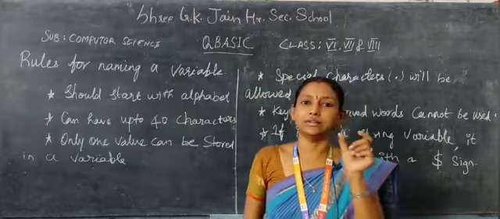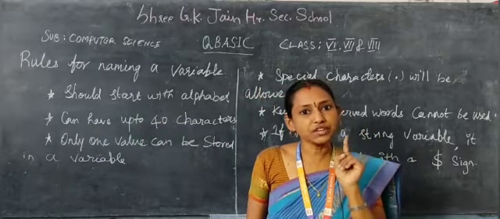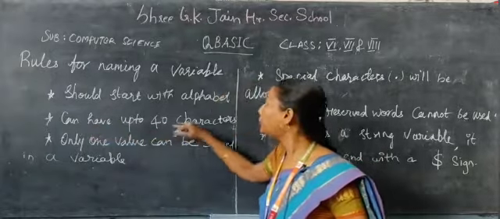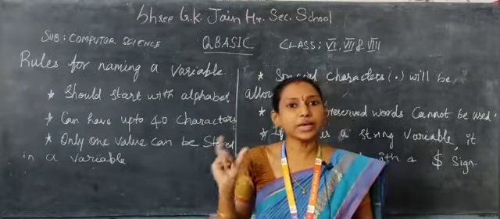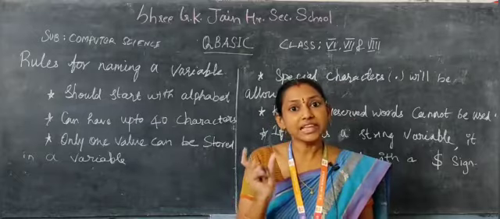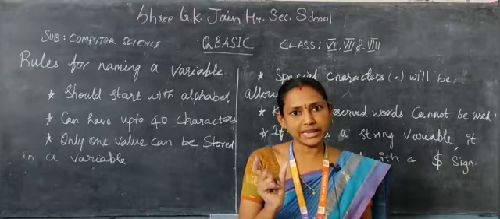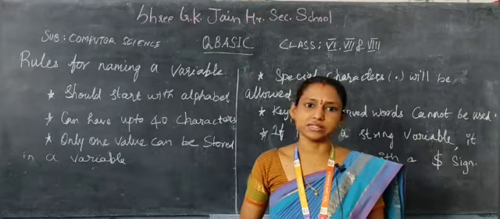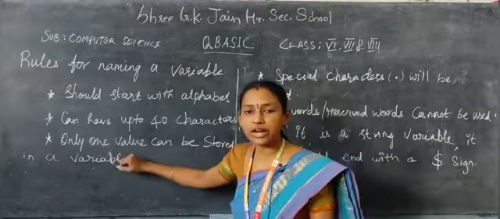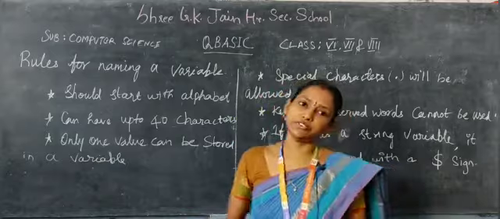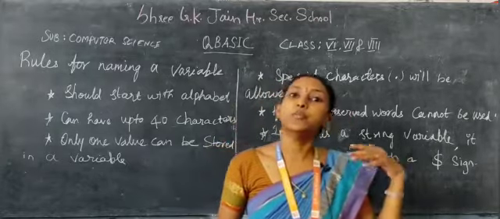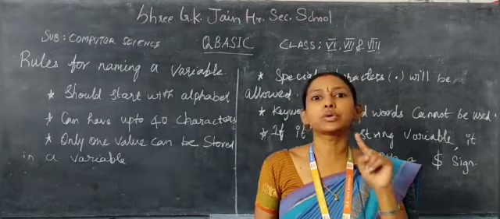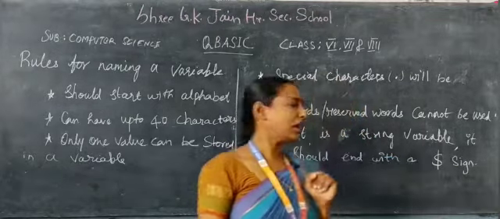All the variable names should start with an alphabet. Second, a variable name can have up to 40 characters. The length of the variable name can be 40 characters. And only one value can be stored in a variable. We cannot store more than one value in a variable. You can store only one value.